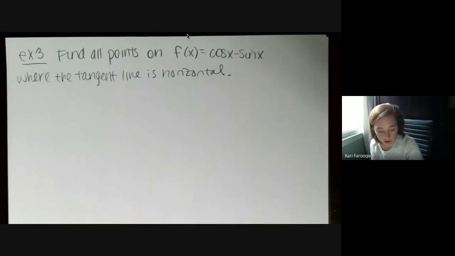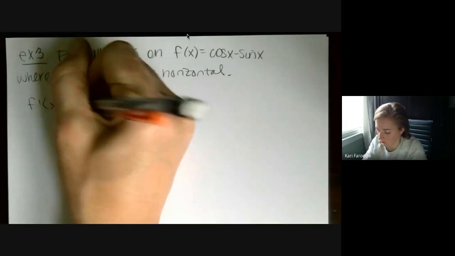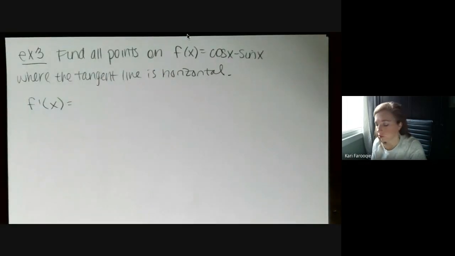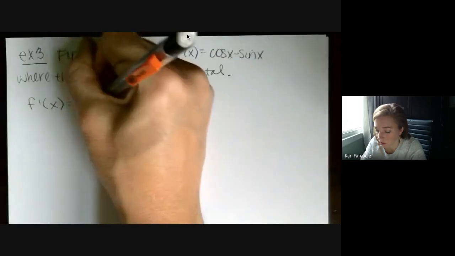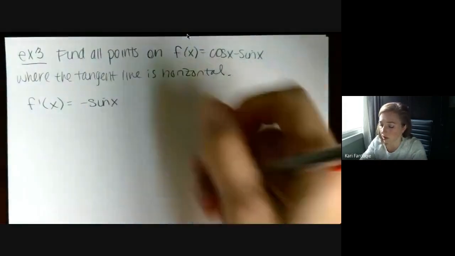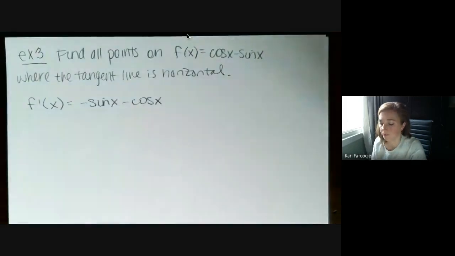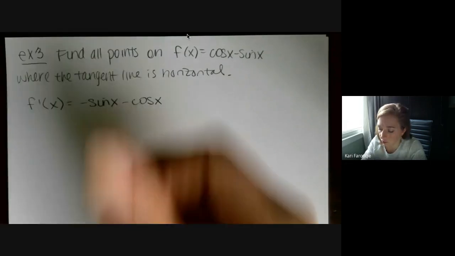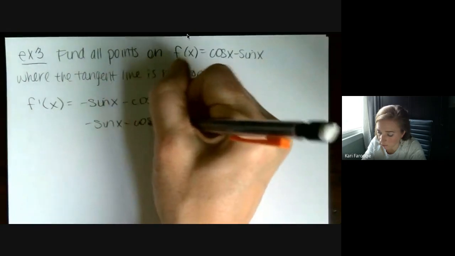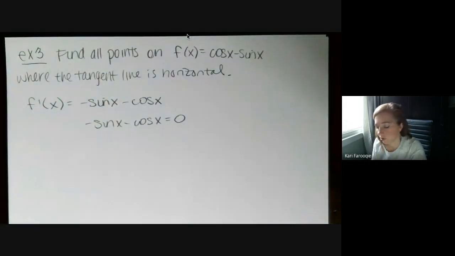Remember that in order for us to have a horizontal tangent line, we're going to need the derivative to be set equal to 0, and then we're going to solve for the values of x where that occurs. So first things first, we're going to take the derivative f prime. The derivative of cosine x is negative sine x, and the derivative of sine x is cosine x. So there's your derivative. Now we're going to take your derivative and set it equal to 0 and solve for x.